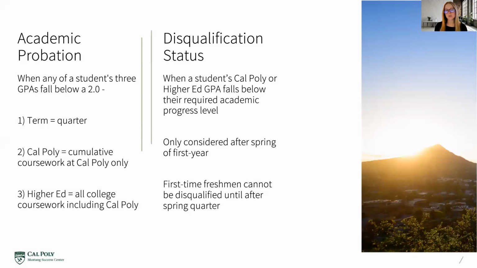So until spring quarter, you can't be kicked out, but we do want to make sure that we're making progress so that we can get above those levels. Sometimes we can do that within 1 quarter. Sometimes it takes 2 quarters. So if you have questions about how to raise your GPAs if they're pretty low, come talk with an advisor from the Mustang Success Center.